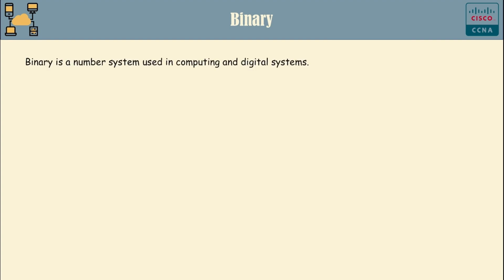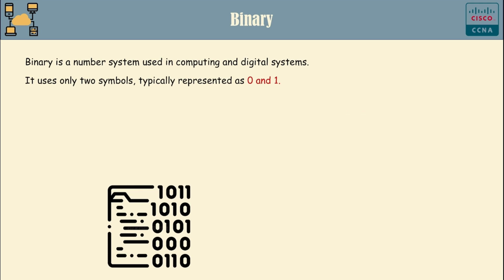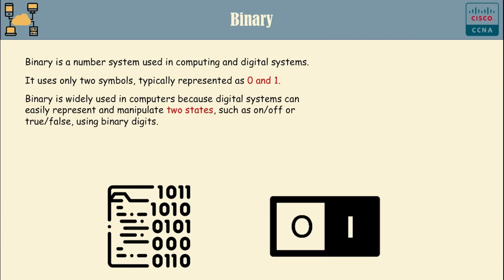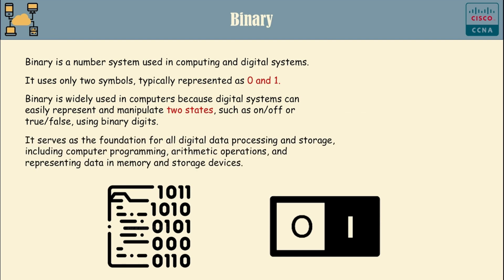Binary is a number system used in computing and digital systems. It uses only two symbols, typically represented as 0 and 1. In contrast, the decimal system, base 10, that we commonly use in everyday life uses 10 symbols, 0 to 9. Binary is widely used in computers because digital systems can easily represent and manipulate two states, such as on/off or true/false, using binary digits. It serves as the foundation for all digital data processing and storage, including computer programming, arithmetic operations, and representing data in memory and storage devices.